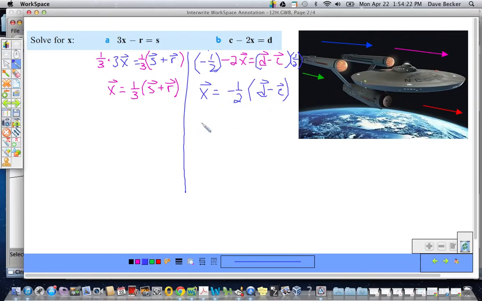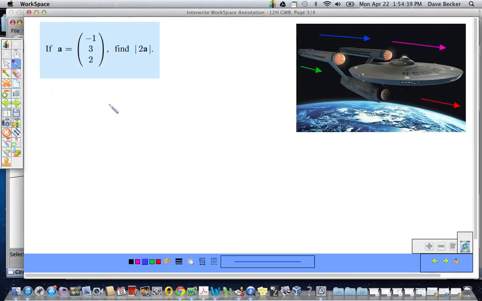We could multiply through by the negative if we didn't want to deal with the negative. This is a perfectly good answer, but if we don't want to have a negative for our coefficient there, we can just simply negate everything, and this is true as well. Okay, next example here. It's not the last example, it's the second to last example.